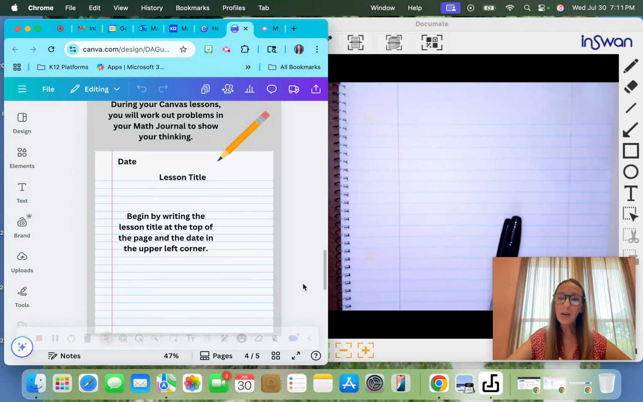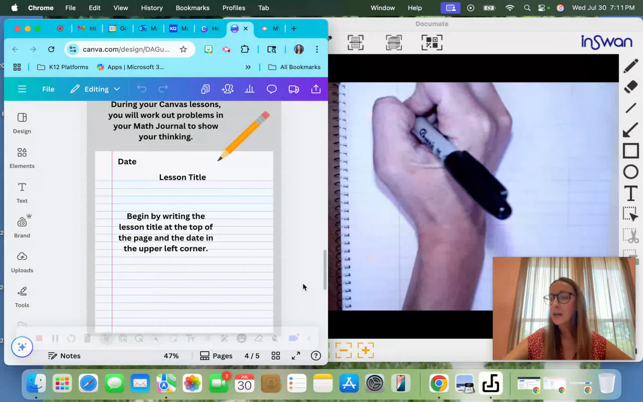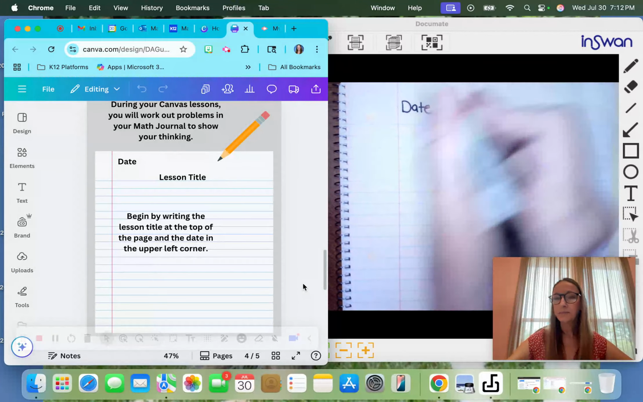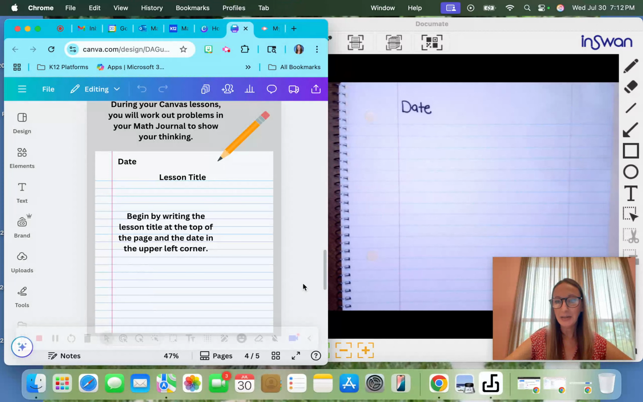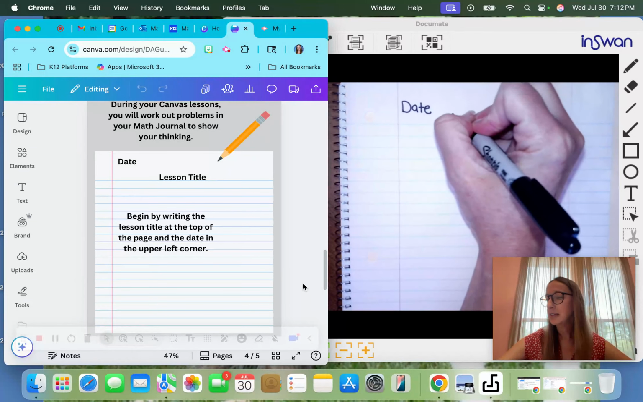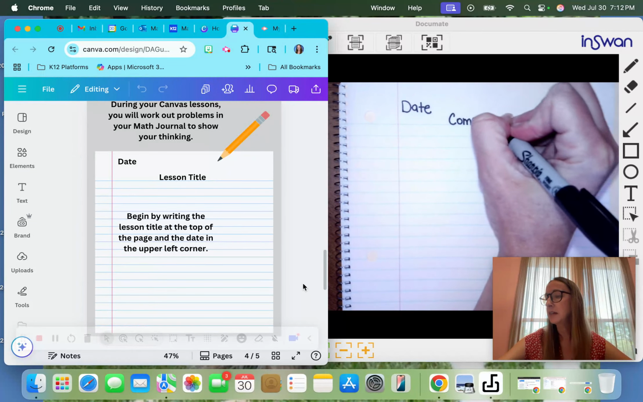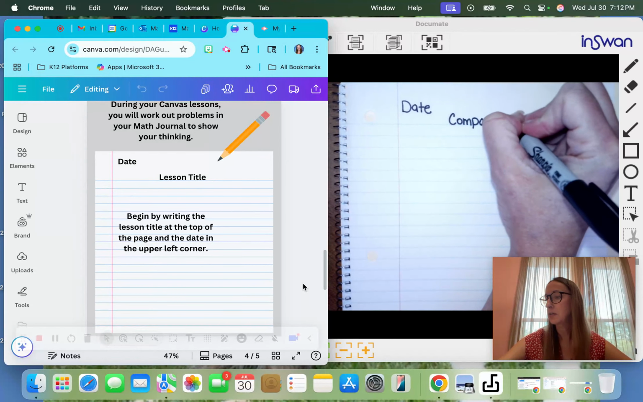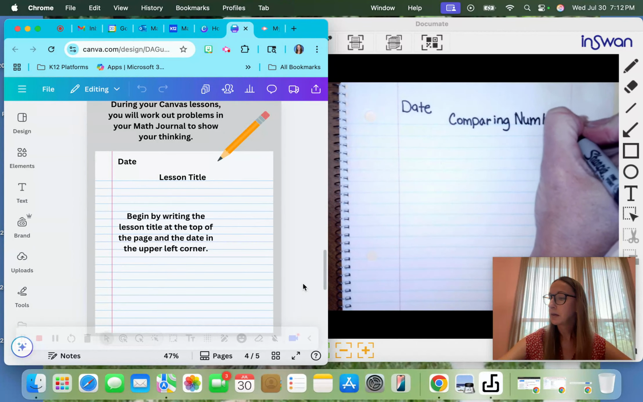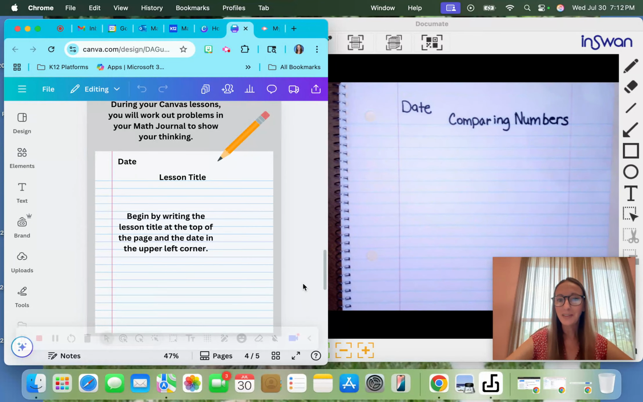And so we want to set up our journal by starting by writing the date in the top space. And so I'm just going to write the word date. And then your lesson title. Let's say the lesson that you're on is comparing numbers. So that would be the title that I would write. And you can find that title in your Canvas lesson module. So that's your first step starting your lesson each day.